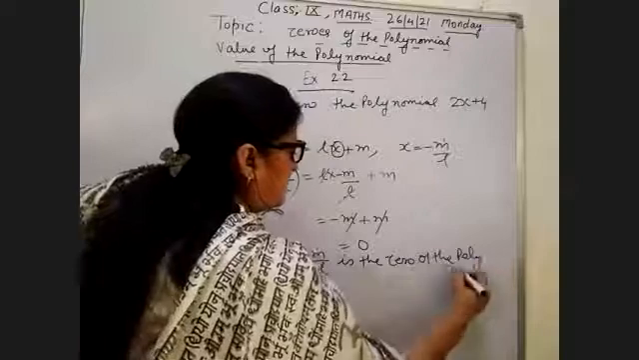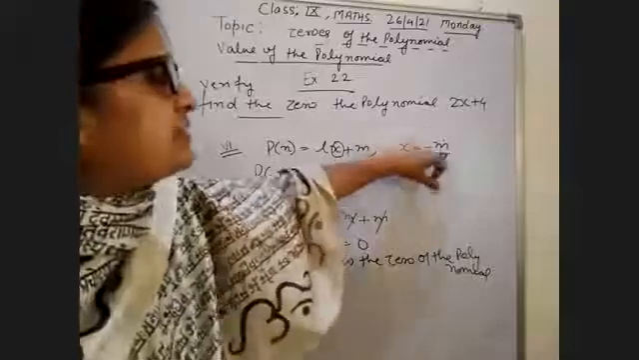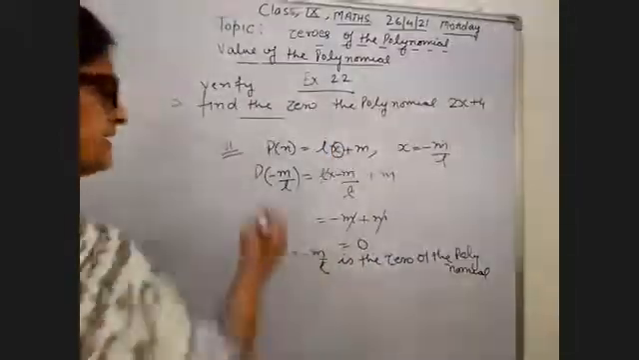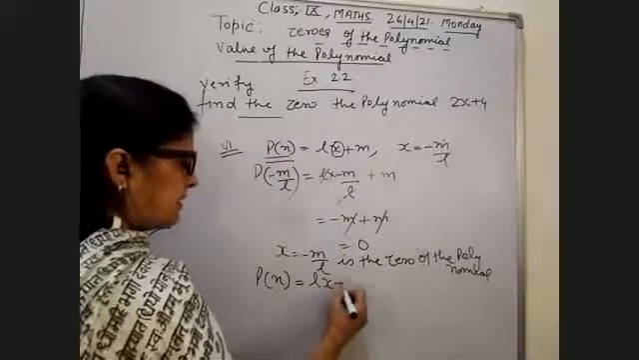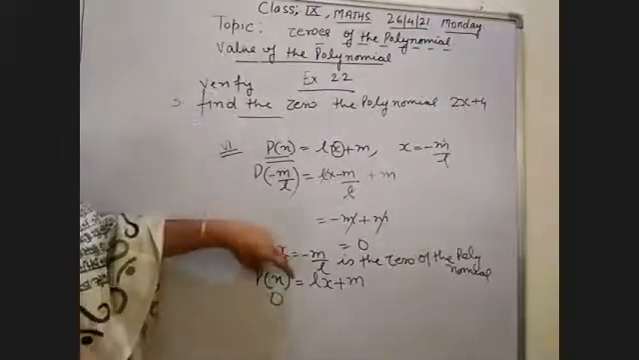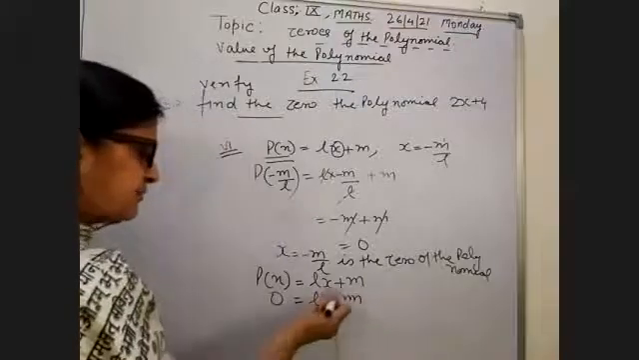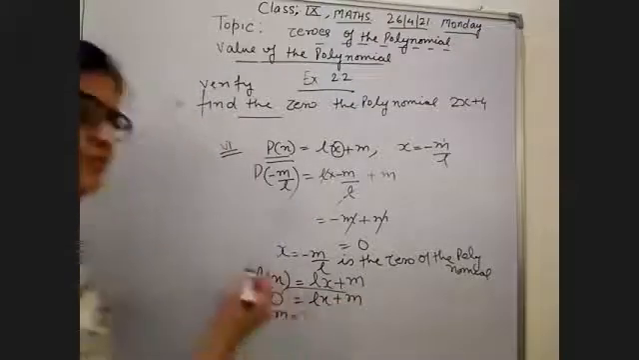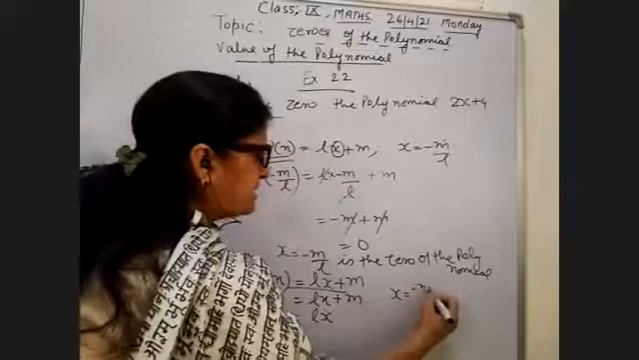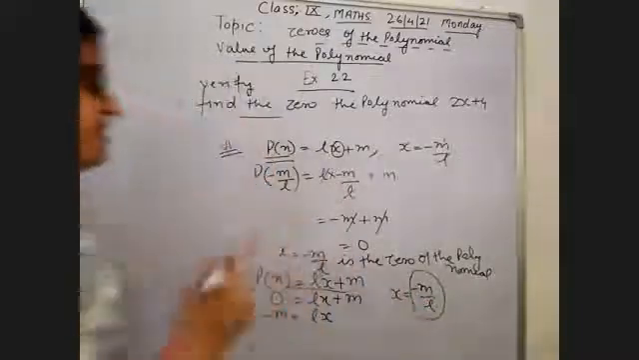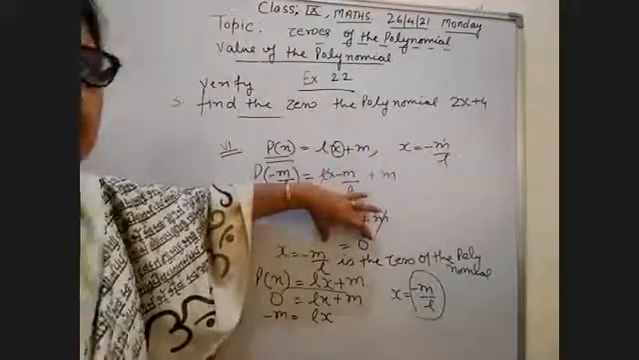And while you check whether the value of x is equal to -m/l or not, you put px equal to 0 and find the variable value. Transposing m to the left hand side, it becomes -m. So -m equals lx, and the value of x is -m/l. Then your answer is correct. Yes, -m/l is the 0 of the polynomial.